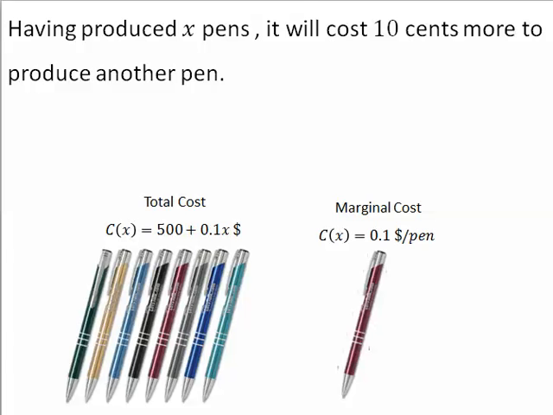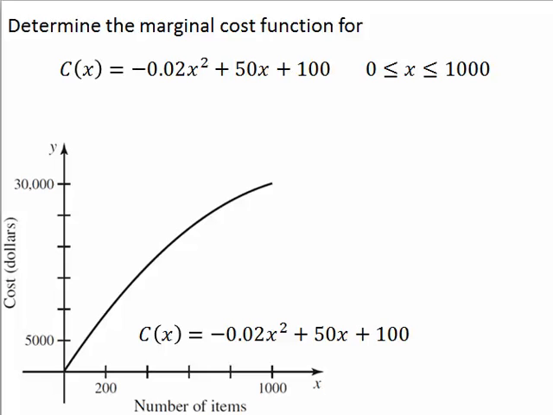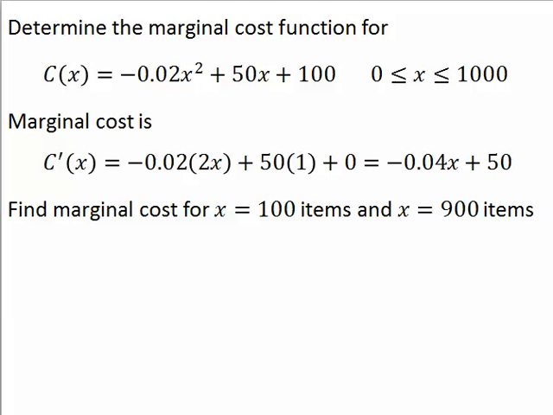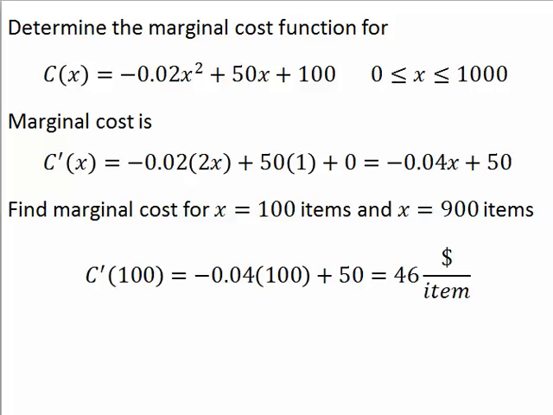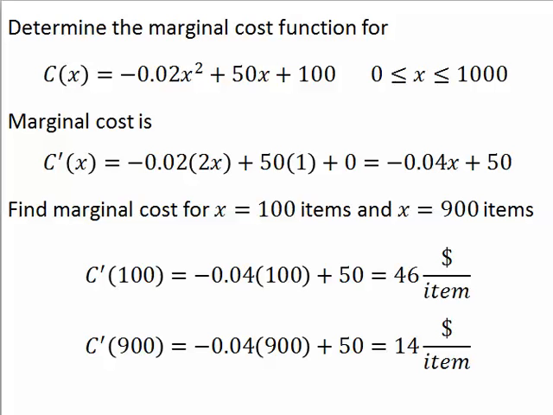Let's look at a slightly more complicated cost function and determine the marginal cost function for this. This model is only valid for items that are under 1,000. The model is not valid after 1,000 items. Find the marginal cost, so just take the derivative of the cost function, and then simplify. After you simplify, evaluate your marginal cost for both 100 and 900, and then turn the video back on to check your work. For 100, I get a marginal cost of $46 per item, and for 900, I get a marginal cost of $14 per item.